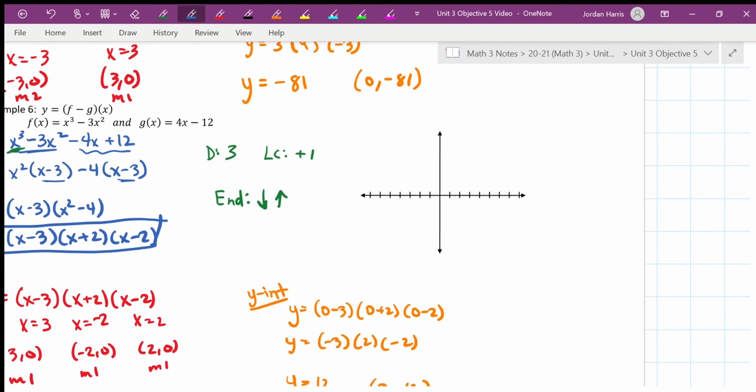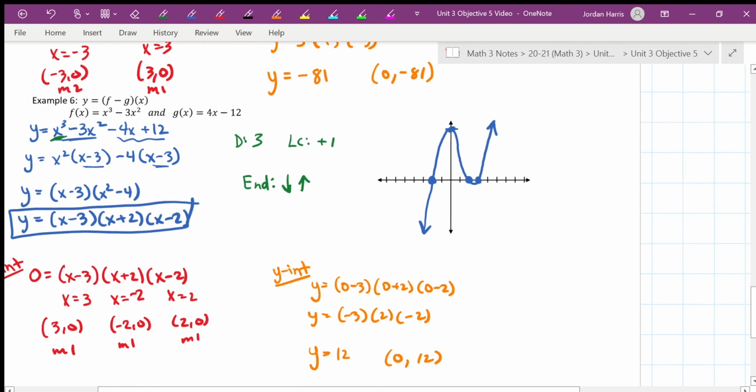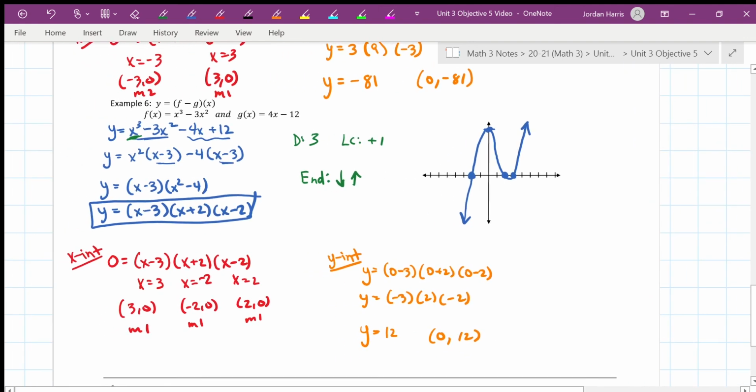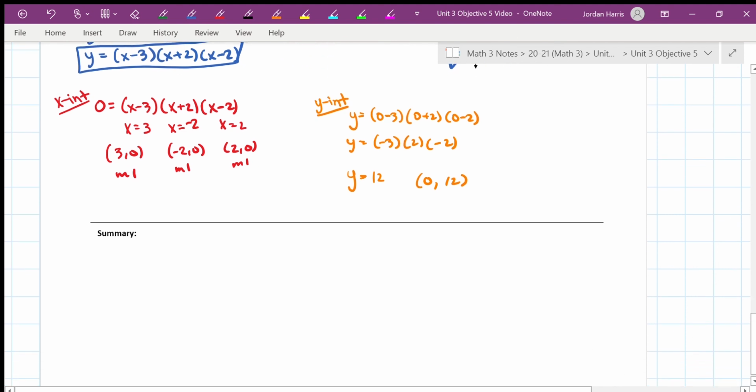Okay, so we've got to plot all those things. So +3, 0, negative 2, 0, positive 2, 0, and 0, positive 12. Down, up. So I should be able to pass through every point without any extra passes of the x-axis, with down, up as my end behavior. And there we go. So that's factor by grouping, and then graphing with factor by grouping. So make sure you have your essential question, answer, and you write your 3-sentence summary.